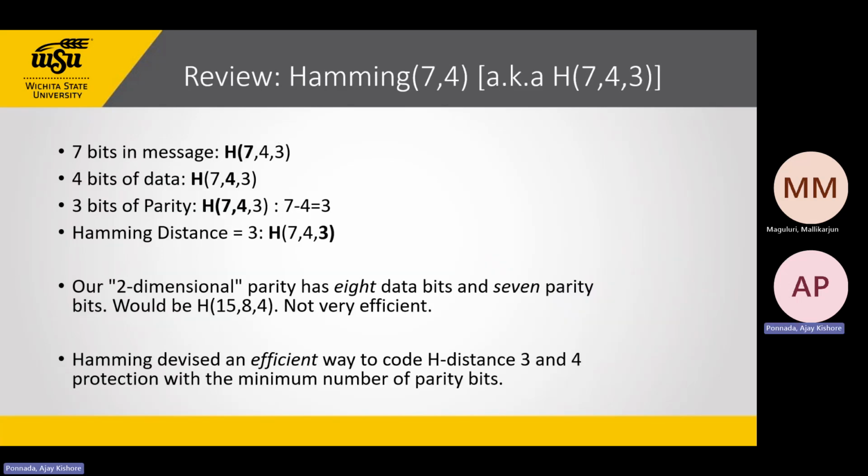So Hamming 7 4, also known as 7 4 3. So 7 bits of message, 4 bits of data, 3 bits of parity. So Hamming distance is 3. 7 minus 4 is 3. Our 2-dimensional parity has 8 data bits and 7 parity bits. It's not very efficient because it's a lot of parity bits. Hamming devised an efficient way to code bits with distance 3 and 4 protection with the minimum number of parity bits. So we're going to see what Hamming 7 4 looks like in the upcoming slides.